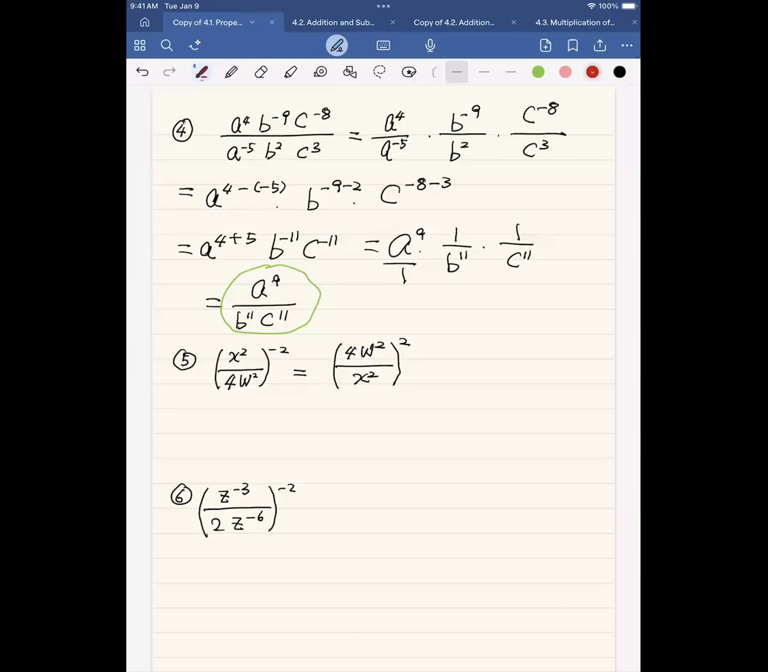And then what we have to do is distribute this exponent to each component. So that becomes 4 squared w squared squared over x squared squared. So that is 16 times w to the fourth power over x to the fourth power.